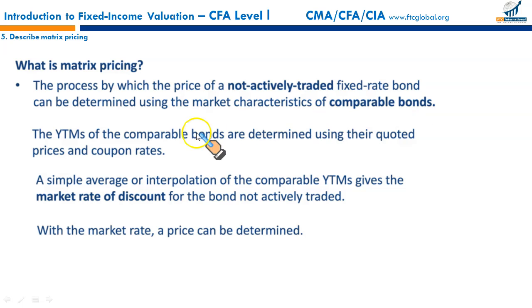So how do we value such a bond? What we do, the YTMs of the comparable bonds are determined using their quoted prices and coupon rates. The comparable bonds mean the bonds having the same characteristic as this bond, maybe the same ratings. So the YTM of these bonds can be used to calculate an average through interpolation, and then we can use that market rate to value this not actively traded bond.